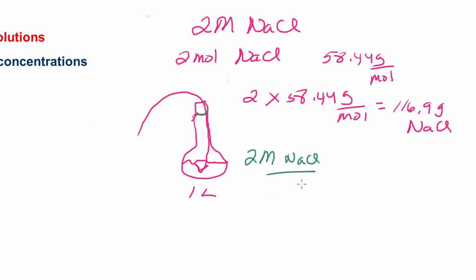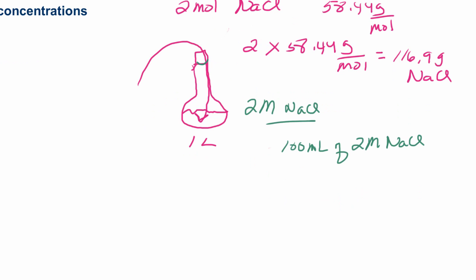I could make a smaller amount. Let's say I only needed 100 milliliters. Maybe I don't need a whole liter. Maybe I just need 100 milliliters of 2 molar sodium chloride. Okay. I would write out I have 100 milliliters, and I could use the molarity to determine the number of moles. So we know that the molarity is, I have 2 moles, right?